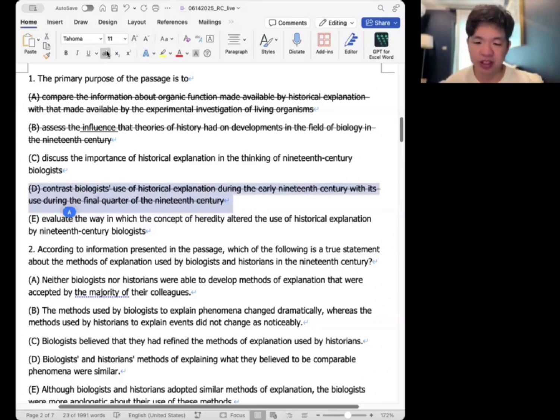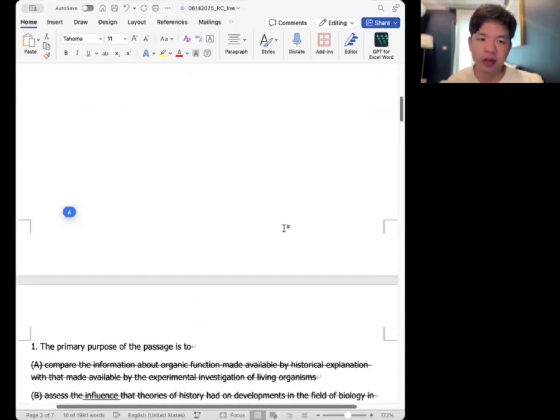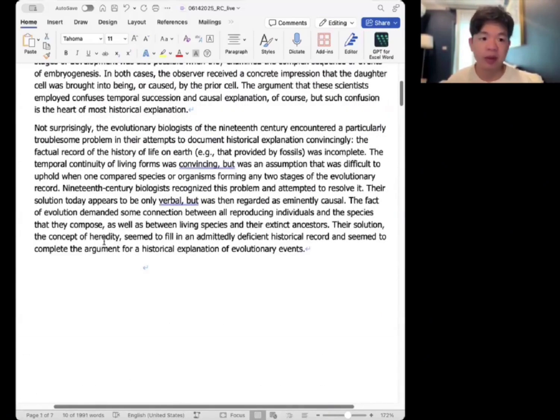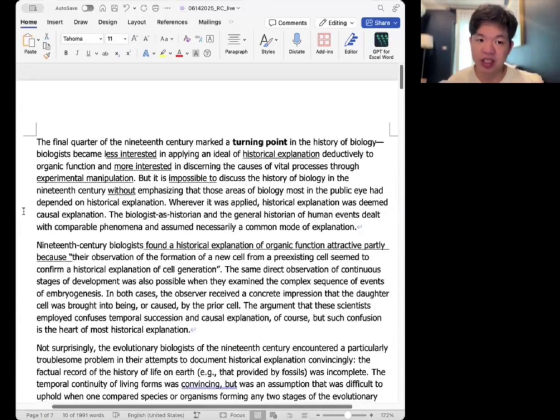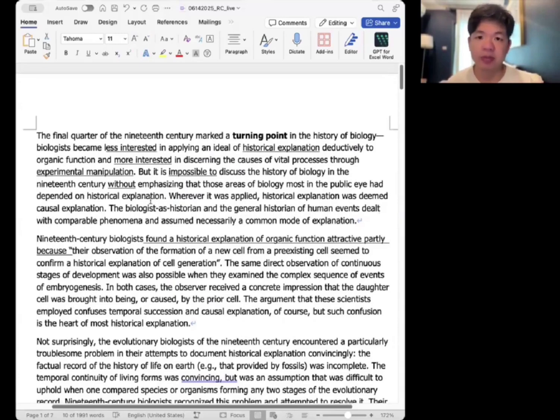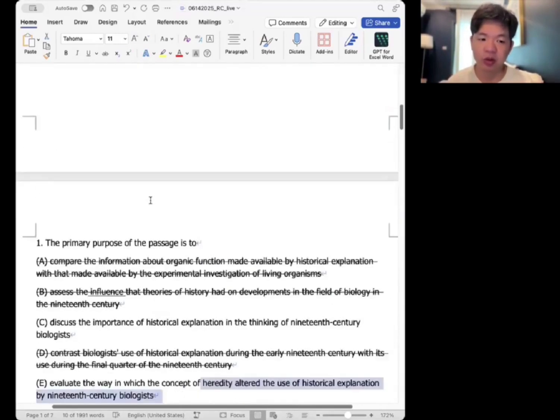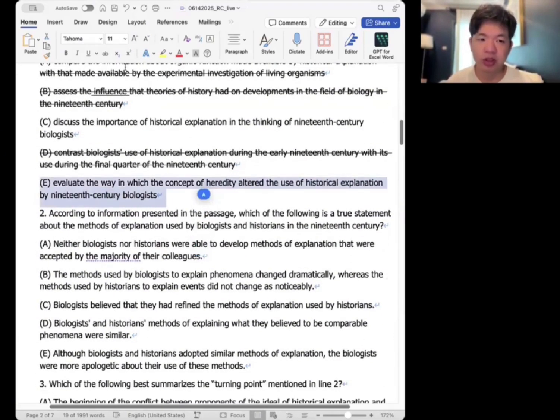So what about option E? It says that the main focus of this article is to evaluate how the concept of heredity has changed. In the 19th century, these biologists used historical explanations. But if heredity really was a key point, why would it only appear in the very last sentence of the article, right? So if the main point of this article truly was to evaluate how the concept of heredity has changed, then the scholars at the time would have interpreted it differently. Heredity should have appeared here, and then the article would have gone on to explain in detail how it changed, right? So it's clear that this part is also not the main focus of the article.